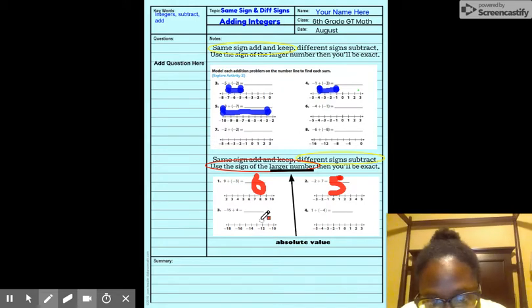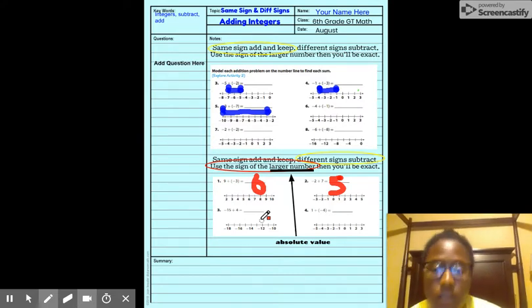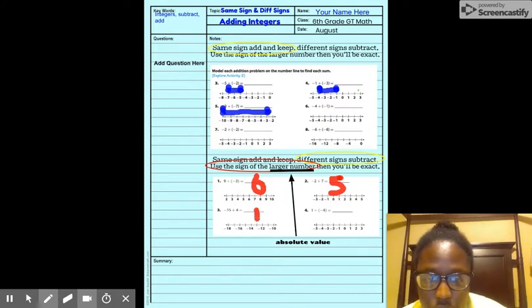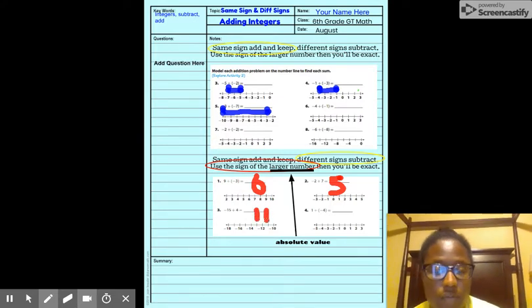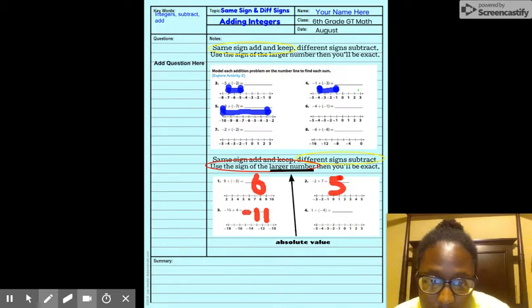Okay, and then we have negative 15 plus 4. Again, different signs. Negative 15, positive 4. So 15 subtract 4, 15, 14, 13, 12, 11. It's going to be 11. Which one is the furthest away from 0? It's going to be negative 15. So this is going to be a negative.